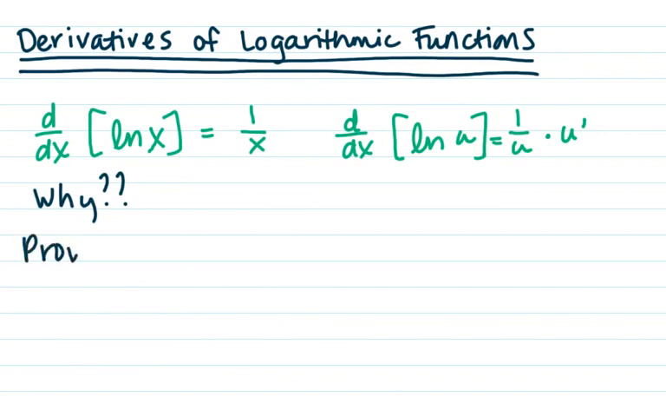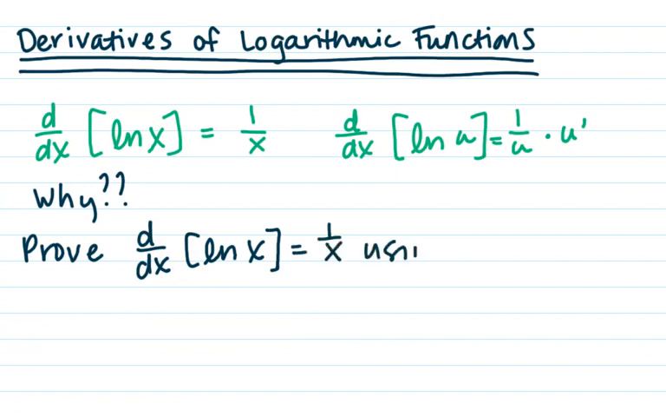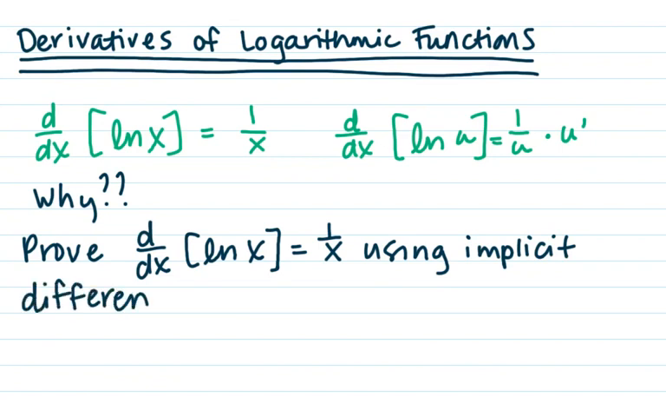So we're going to use implicit differentiation to prove that the derivative of natural log of x is in fact 1 over x. Now, you don't ever have to recreate this because this one's not too hard to remember, but I want you to understand where things come from in this class, so that's why I'm going to show you real quick.